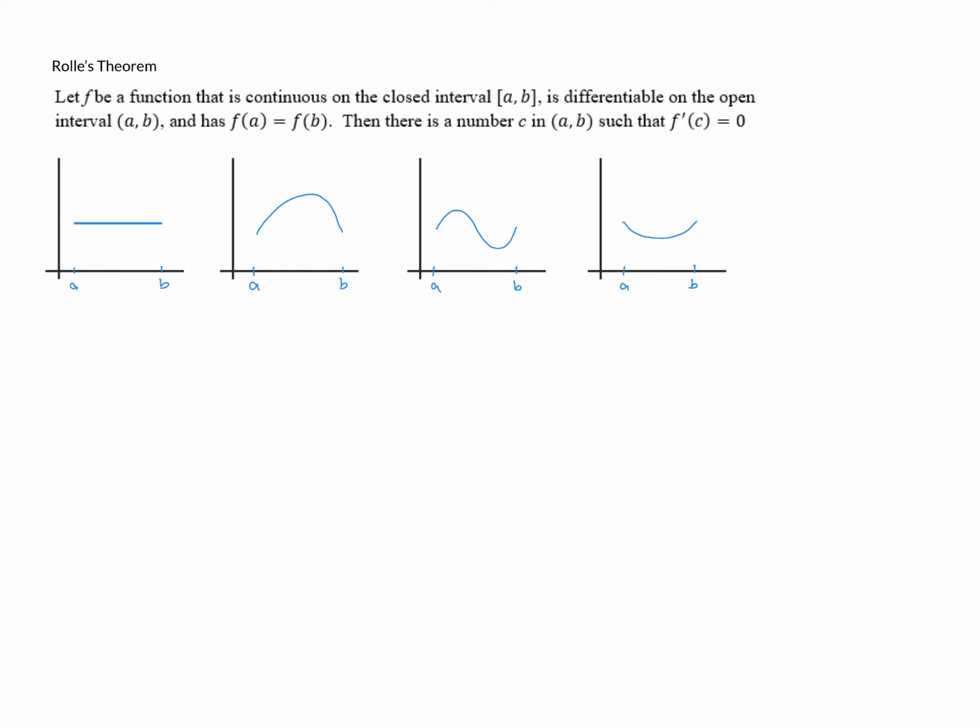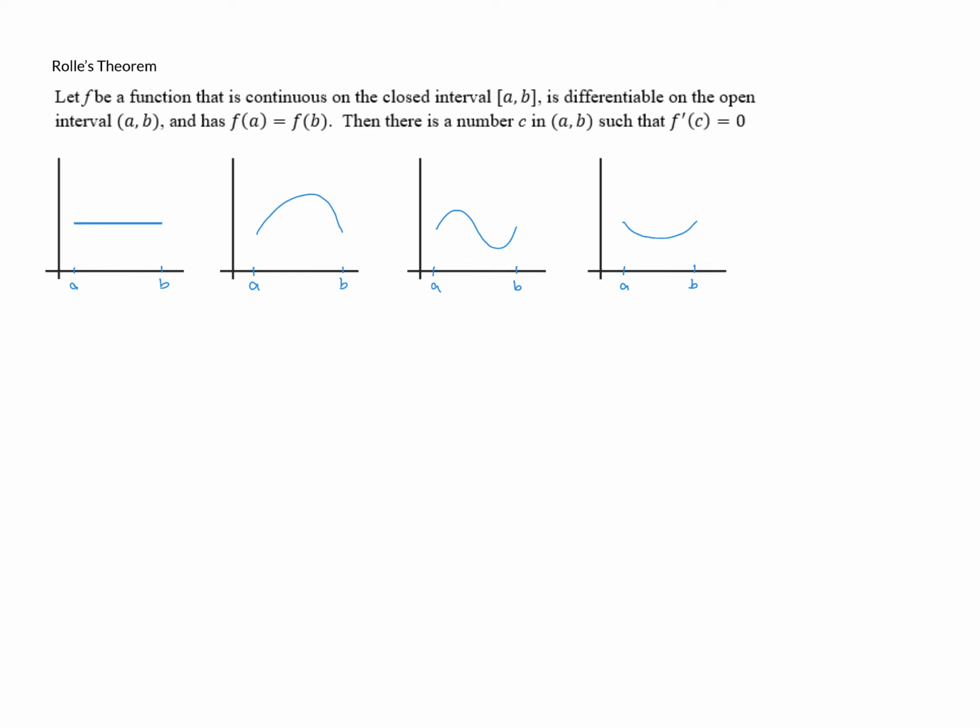So all of these functions are continuous on the closed interval, differentiable on the open interval, and you can see that I've at least done my best to make it clear that the function values are the same for both a and b, for those endpoints. Now, what this theorem says is there's some number in the open interval between a and b, so there's some x value in between, such that the derivative of the function equals 0 for that value. Now, the first example is a constant function, and so the derivative is always 0, so that satisfies this in a trivial sort of way.